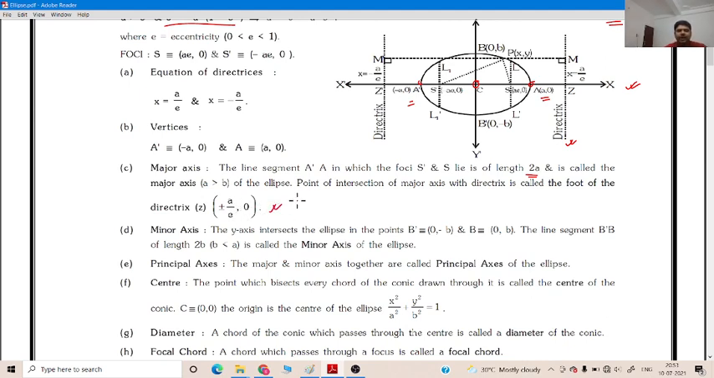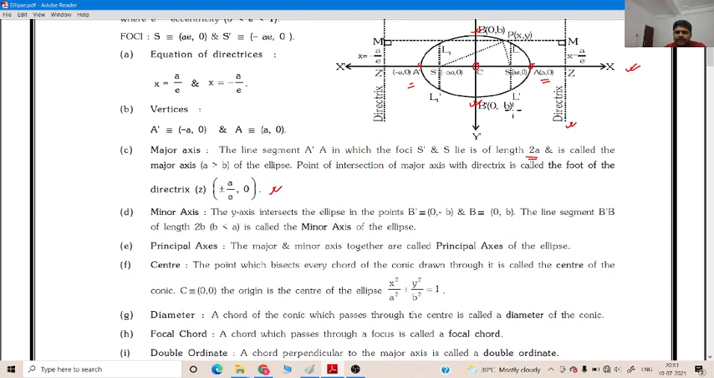The minor axis, the y-axis, intersects the ellipse at two points. One point is (0, b), and another point is (0, -b). Therefore, the length of the minor axis is equal to twice b, where b is less than a. That means a is always greater.